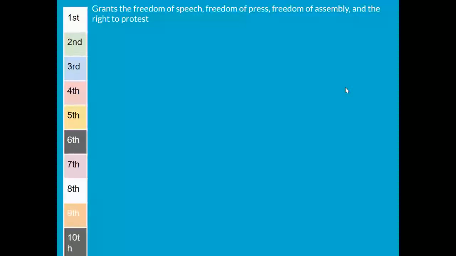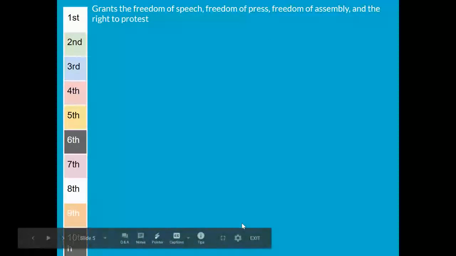Okay, so we're going to go through all of the amendments on this slide. And so first, we're going to talk about the First Amendment. And so you can pause this and fill out what the explanation of the First Amendment is. And then I am going to explain to you in depth what the freedom of speech, freedom of press, assembly, and protest looks like.